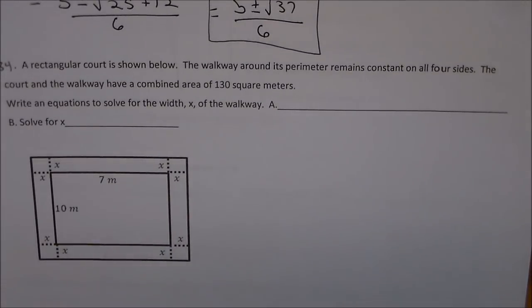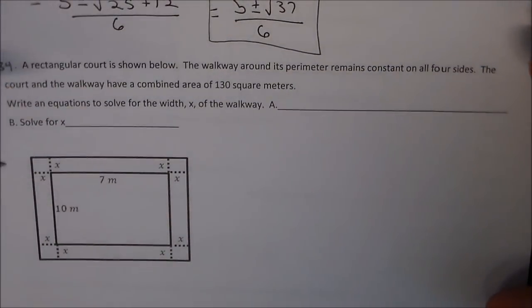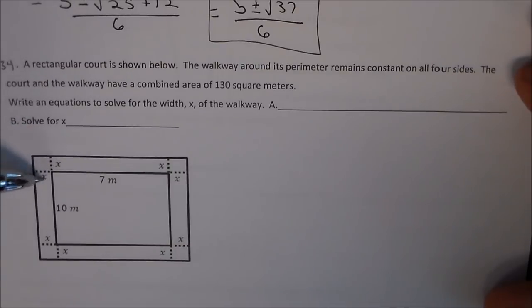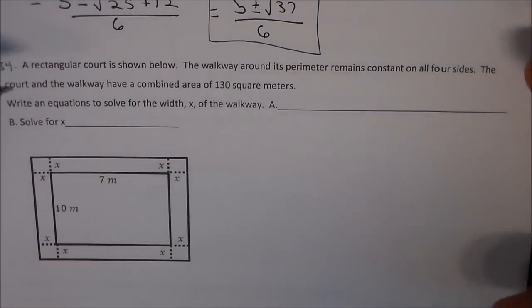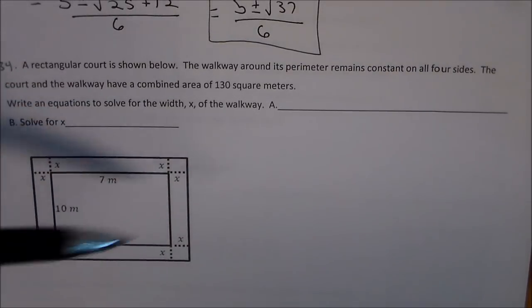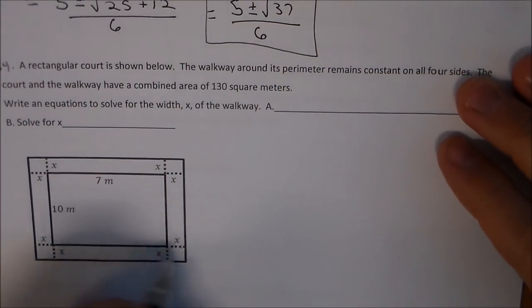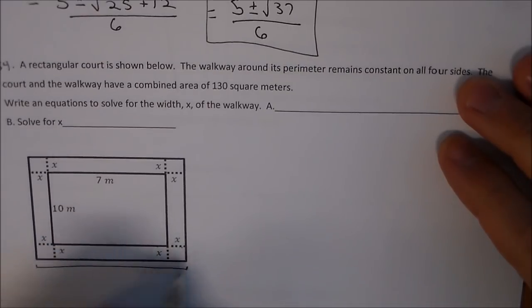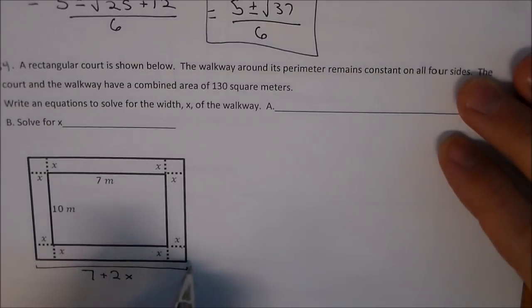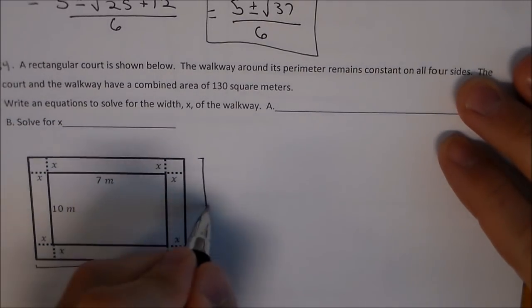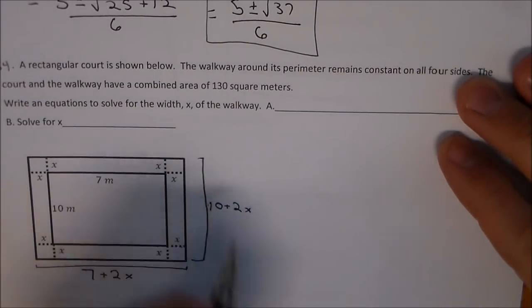For our last problem, we have a rectangular court. The walkway around the perimeter is constant on all sides. Okay? So that's our x value there. The court and the walkway have a combined area of 130 square meters, so the total area is what we have here. So let's set up what we have. If this is 7 and we have x's on either side, this is 7 plus 2x. Then this dimension is 10 plus 2x.